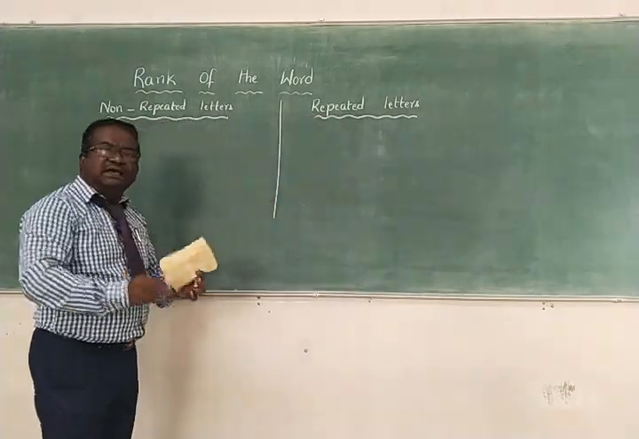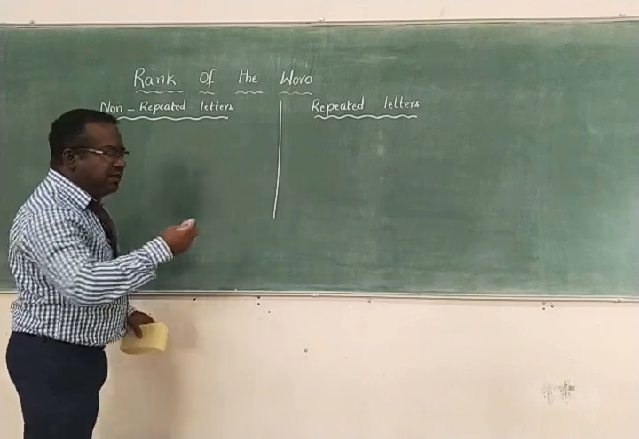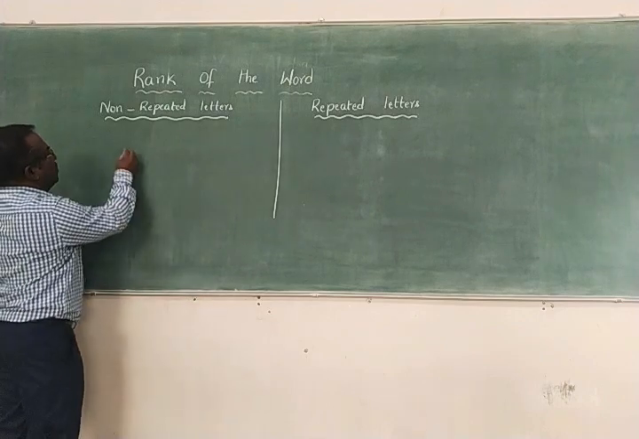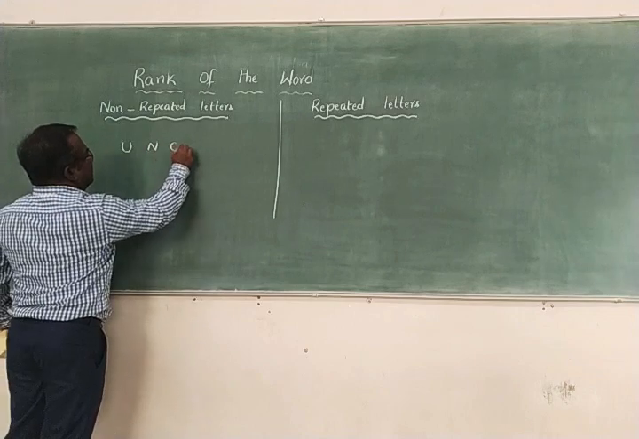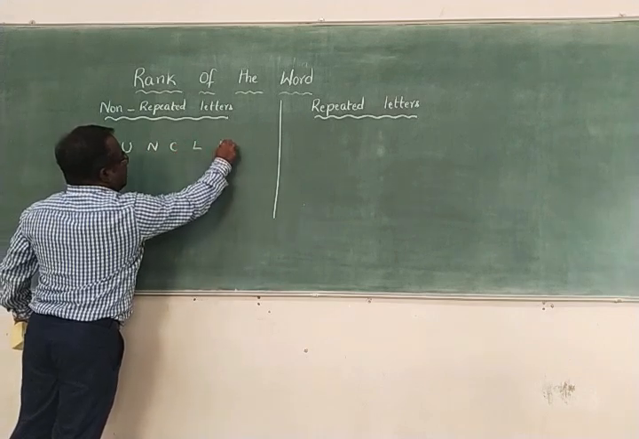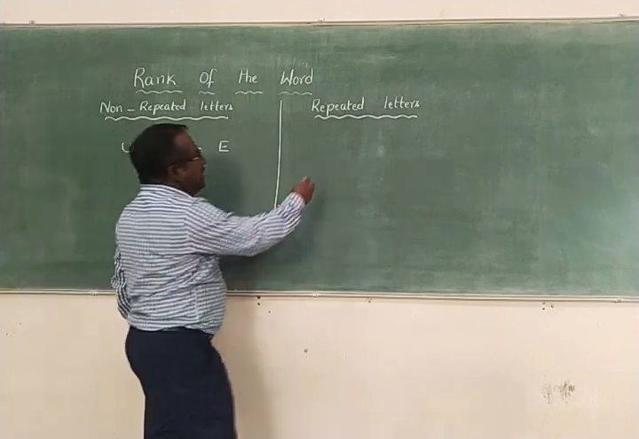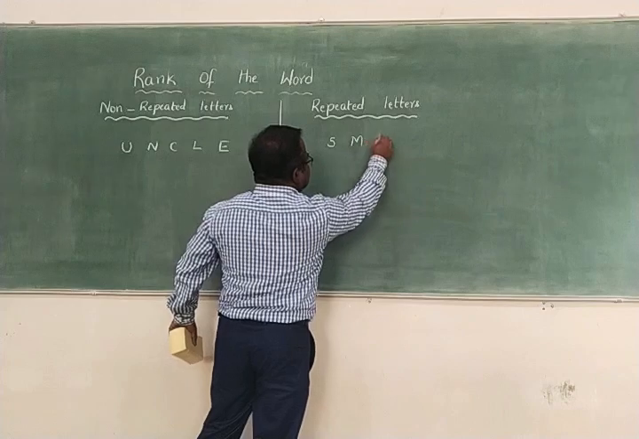First we are discussing the non-repeated letters. In the non-repeated letters, we are taking the first word, uncle. We are taking the first word is uncle, children. Here we took the word uncle. And in the repeated letters, we are taking the word small.